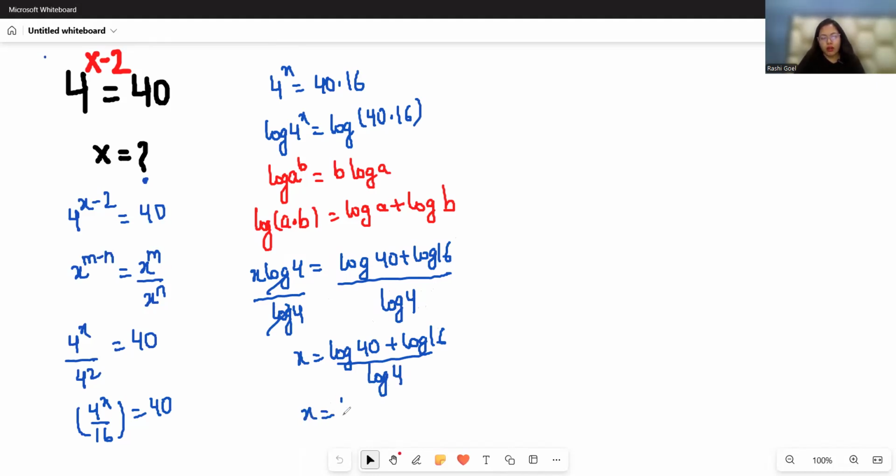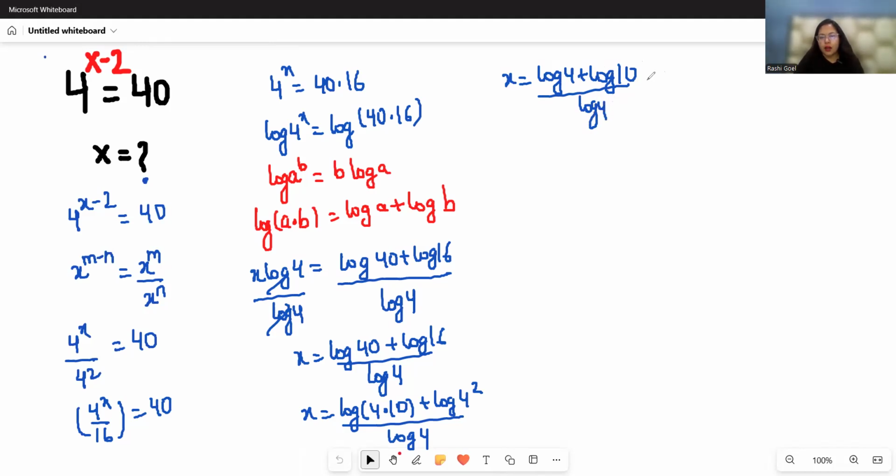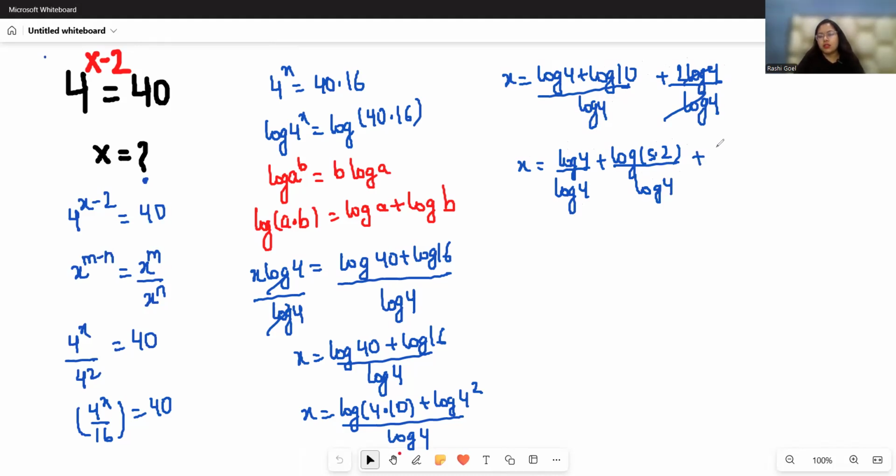Now this 40 I can write as 4 times 10, while this 16 as 4 square, by log 4. So again I'm using the same identity. So it's log 4 plus log 10 by log 4 plus this log 4 square, we can write it as 2 log 4 by log 4. So this will cancel out. So x equal log 4 by log 4 plus log 10 as 5 times 2 by log 4 plus 2.